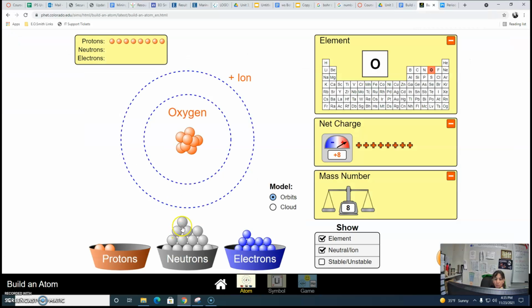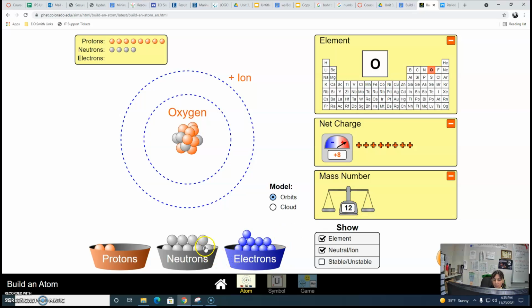So let's do the neutrons. Where do the neutrons go? Well, the neutrons, as we know from past classes, they also go in the nucleus. And in fact, if I try to put a neutron out here, it's not even going to let me do it, because that's not where they go. Neutrons go in the nucleus right along with the protons. So I want 8 neutrons in there. 1, 2, 3.